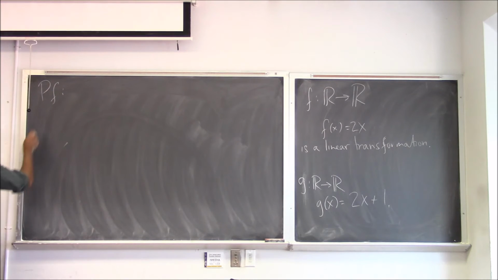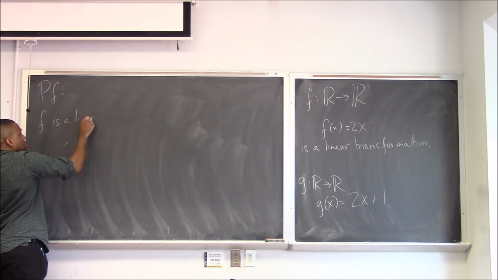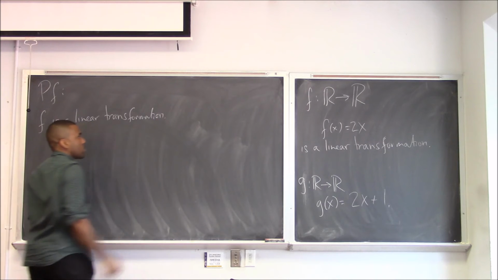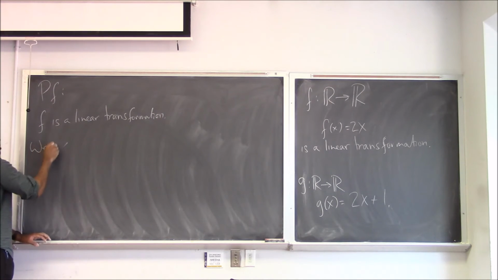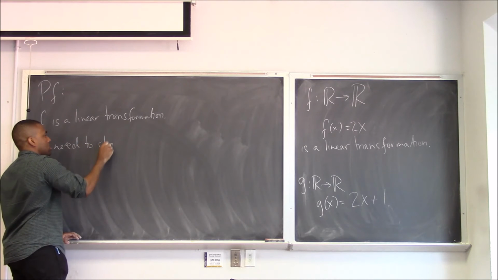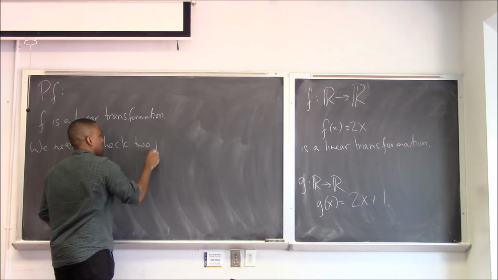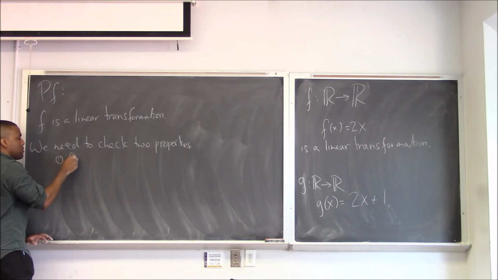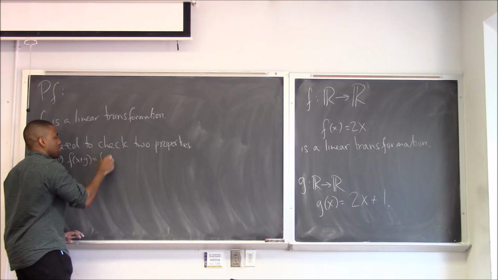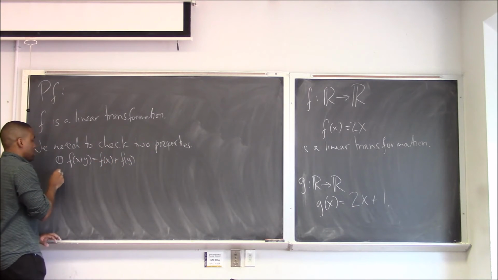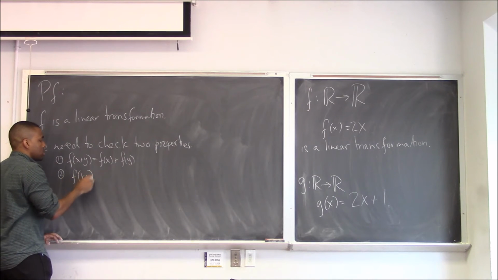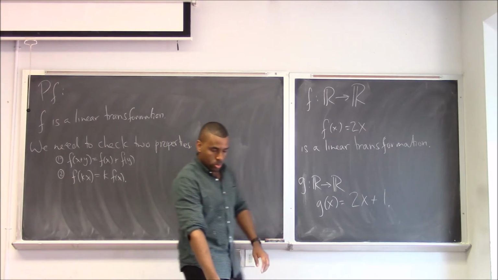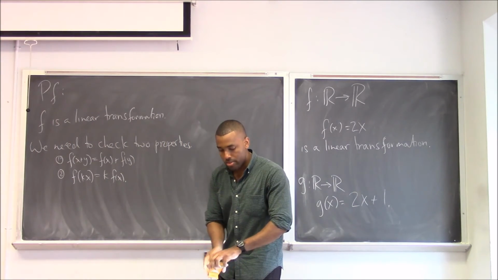Proof. F is a linear transformation. We have to check two things. One, that f of x plus y is equal to f of x plus f of y. And two, that f of a constant times x is just a constant times f of x. So let's actually go through and show that that is true based on the definition.